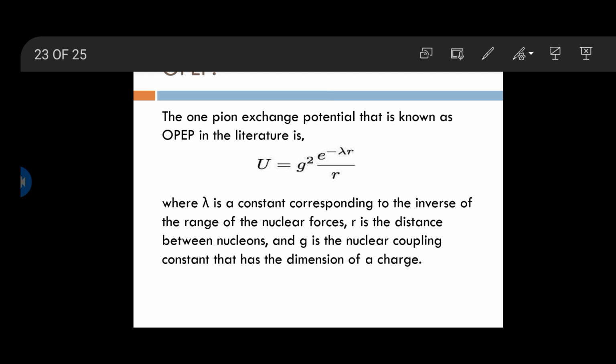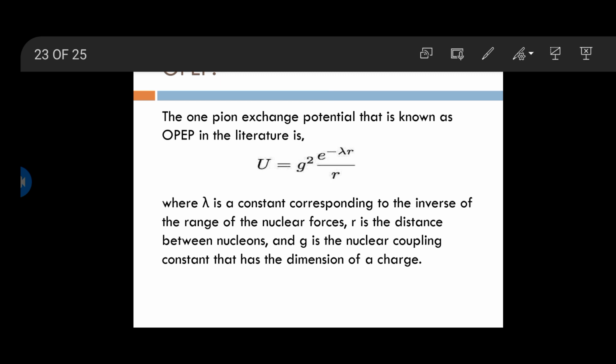Now we will discuss what is meant by OPEP. This is the abbreviation of one pion exchange potential. In particle, atomic and condensed matter physics, the Yukawa potential, also known as OPEP, is a potential named after the Japanese physicist Yukawa, which gives the idea of mesons, also known as Yukawa meson theory.